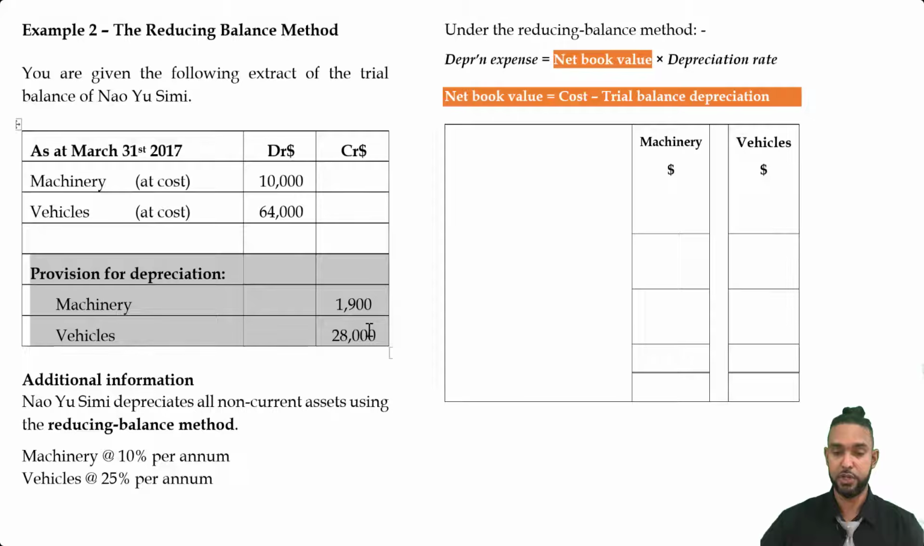Again, the cost of the assets is in the debit column because assets have debit balances. The provision for depreciation on the assets, those values will be in the credit column because, again, these provisions are contra assets. Their function and purpose is to reduce the value of assets in a balance sheet. If assets have debit balances, to reduce them, we need counterbalancing credit balances. Okay. Additional information. Now You See Me depreciates all non-current assets using the reducing balance method. So we have the machinery being depreciated at 10% per annum, and the vehicles being depreciated at 25% per annum.